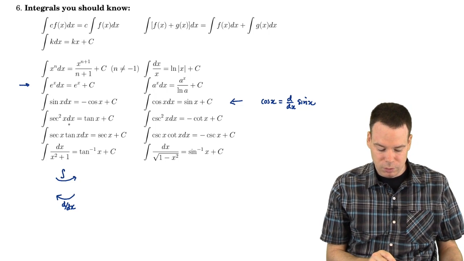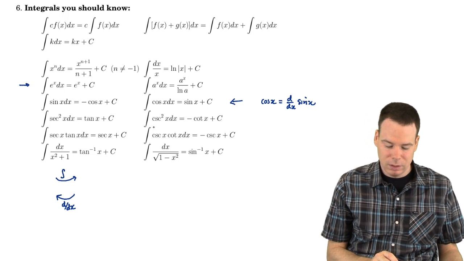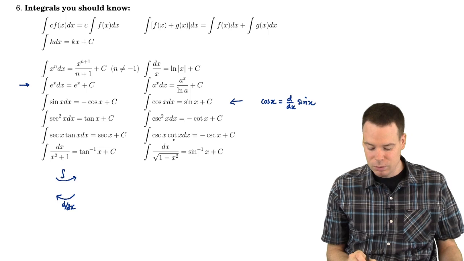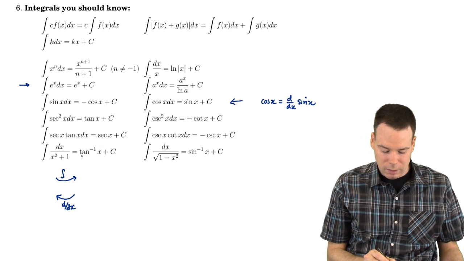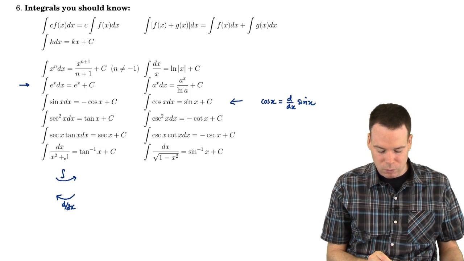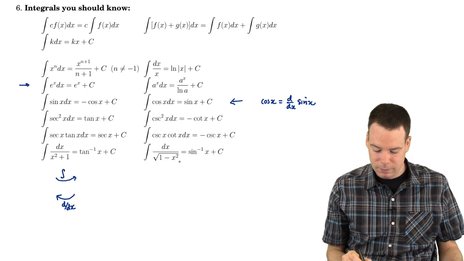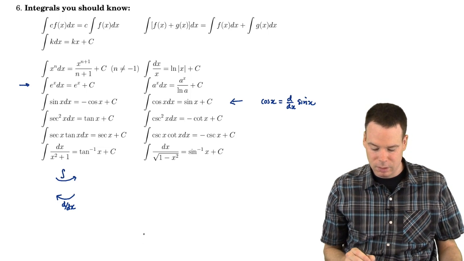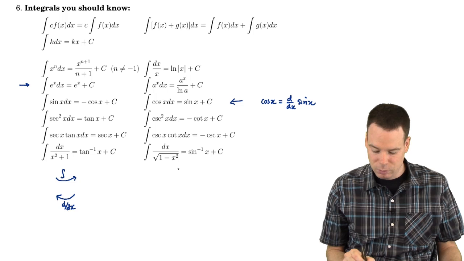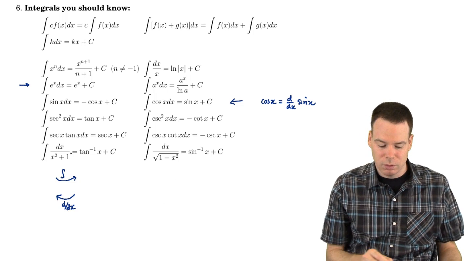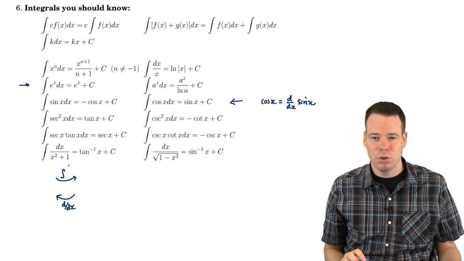Antiderivatives of sine, cosine, secant squared, cosecant squared, secant tangent, cosecant cotangent. This one here, 1 over x squared plus 1, the antiderivative of that is arctangent. There are similar ones for arcsine and arccosine, etc., which I haven't listed here, but this forms the basis of the integrals you should know.